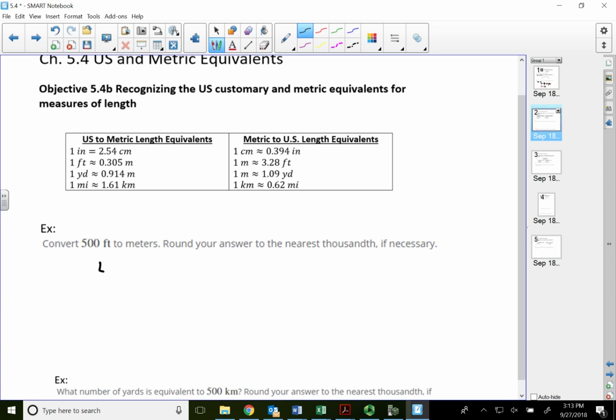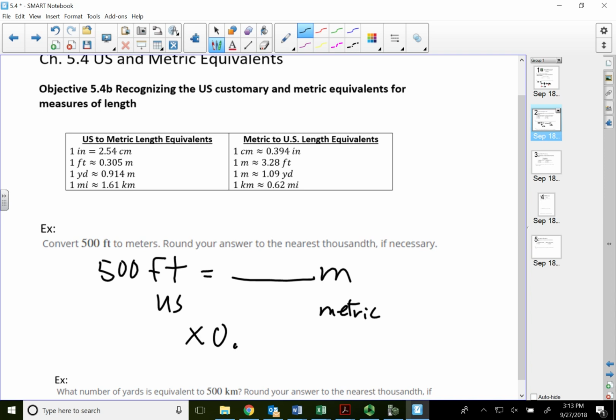So for example, this 500 feet is US, and I need to convert to meters, which is metric. So I'm converting from US to metric, which will use the left side, US to metric. Then all I'm going to do is look for anything involving feet and meters. 1 foot is 0.305 meter. So all we have to do is multiply. Once I choose the correct side of numbers to use, all I'm going to do is multiply. So I take my 500 times 0.305.